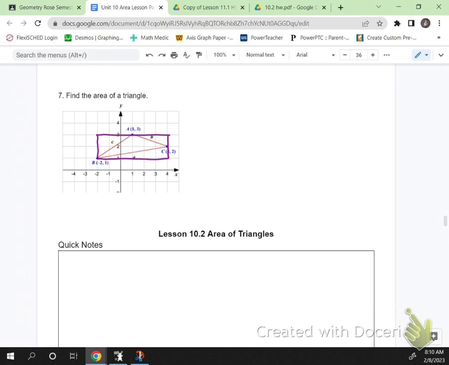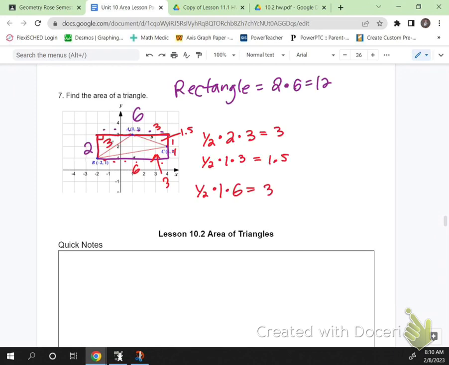So what I would do, because this triangle is not perfectly half, let's see how this works out. I'm going to take my area of the rectangle, which I got was a total of 12, and minus the 3 little ones. It was 3 and 1.5 and 3. What is the area of the red inside triangle right here? 12 minus 7.5, 4.5.